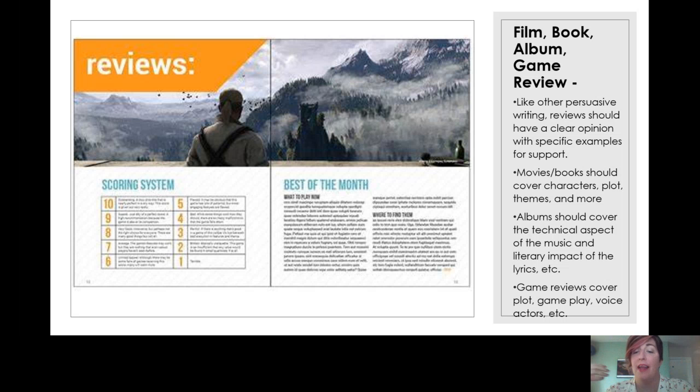So albums should cover the technical aspect of the music. So you're actually talking about instruments they use, the beat, the rhythm, vocals, as well as what they're actually singing about. So we're going into detail. What do their lyrics mean? Are they literally just what they say? Or do they have some deeper meaning, kind of like poetry?